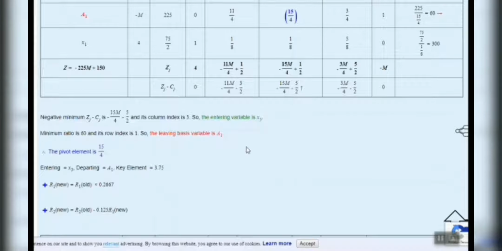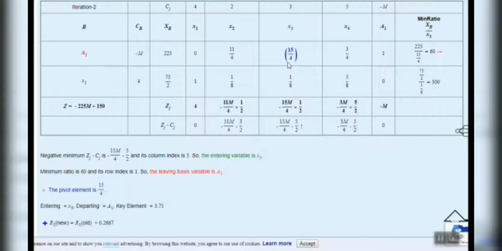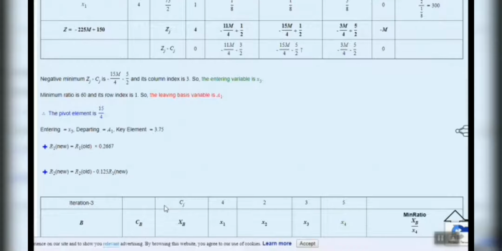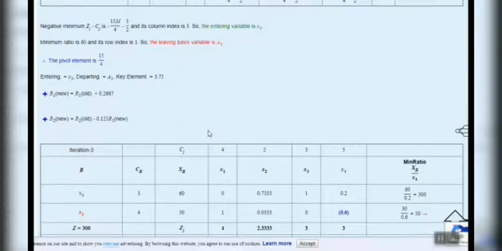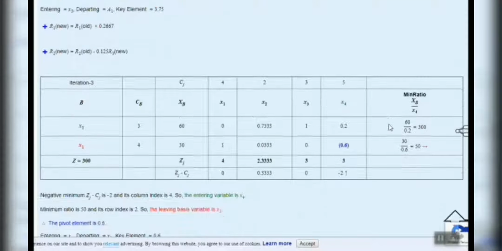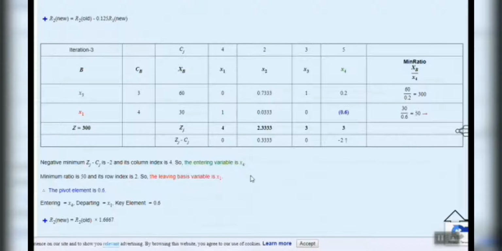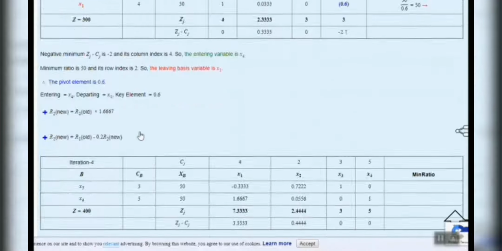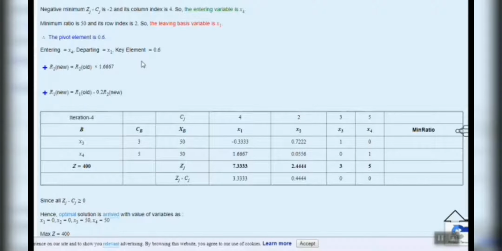And the pivot element is 15/4. This is the ERO to get this tableau. As you can see, there is a negative coefficient in row 0. Thus, this tableau is not optimal yet. This is the entering variable. And this is the leaving variable. This is the ERO to get this tableau.